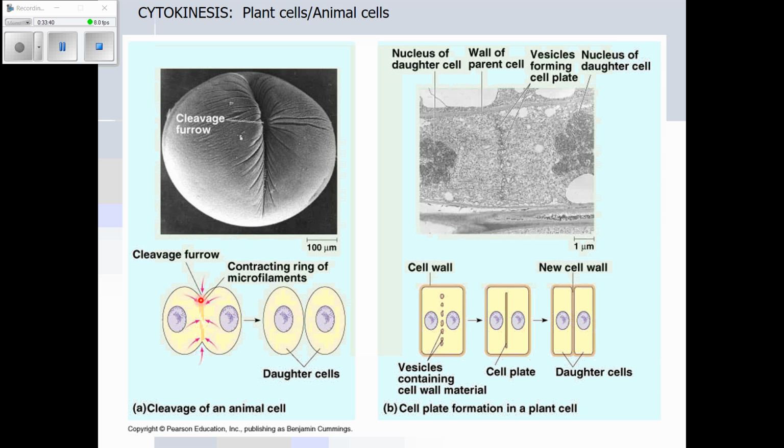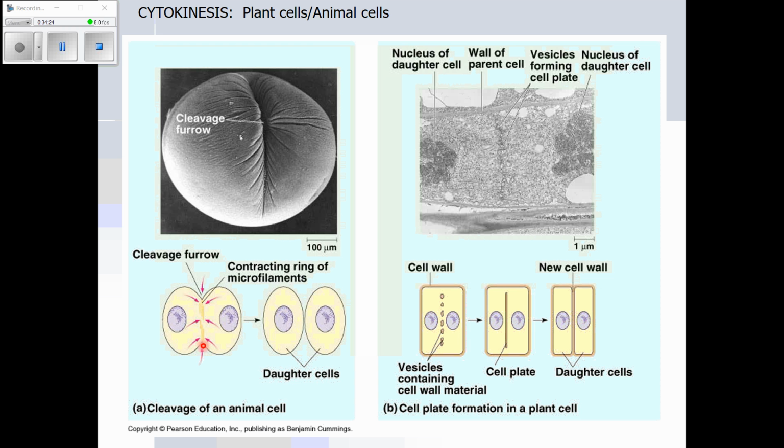So running around the inner surface of the plasma membrane in an animal cell is a contractile ring of protein microfilaments. Think of this as like a drawstring on a pair of jogging pants. It's actually made up of two different kinds of protein filaments. One is called actin and the other is called myosin. But it's essentially a drawstring that runs around the inner surface of the plasma membrane of an animal cell.